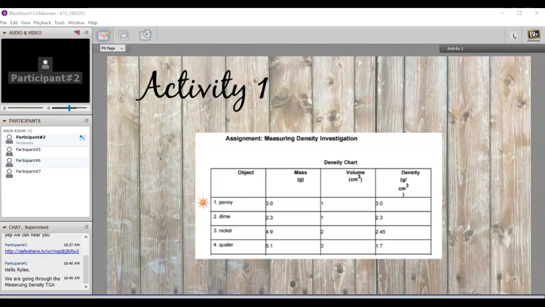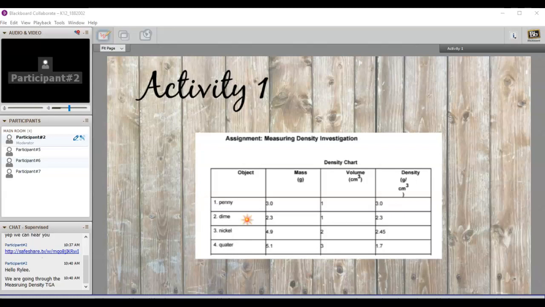And then when you drop the penny into the water, you see that it displaces the water 1 cubic centimeter. So then you plug that into the density formula. We know that density is equal to mass over volume. So that's how we're calculating here. You're dividing the mass of the object over the volume, and that's how we're getting this last number.